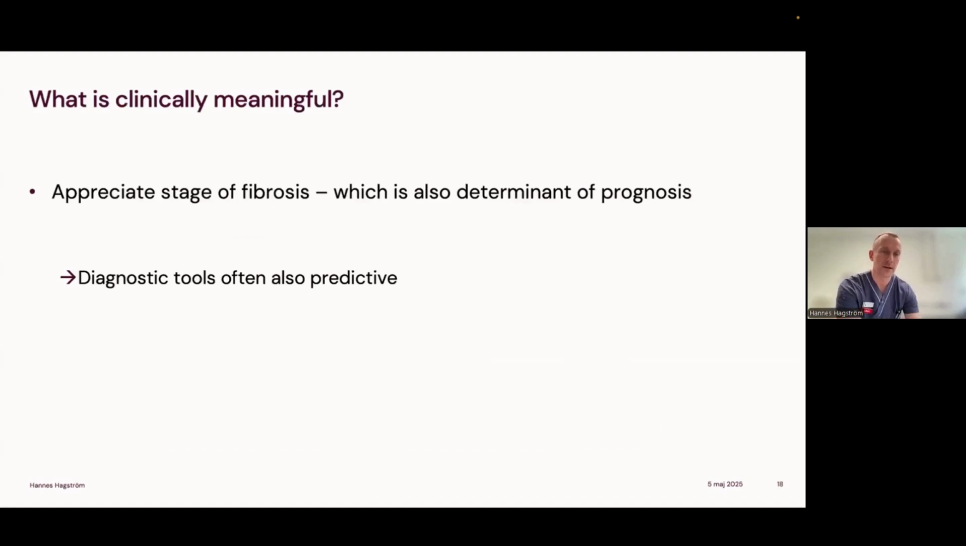So what is clinically meaningful in the general population and in risk groups? We want to be able to appreciate the stage of fibrosis, which is then also determinant of the prognosis. And it's good to notice here that the diagnostic tools that we use to diagnose fibrosis are often also predictive, because if you can predict how much fibrosis the patient has now, you can then by proxy also say something about the future, because you find them already on the track to develop cirrhosis.